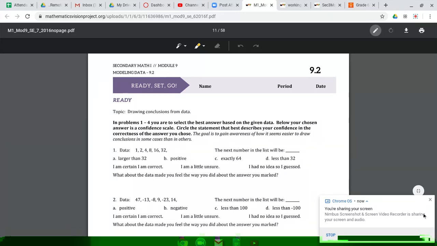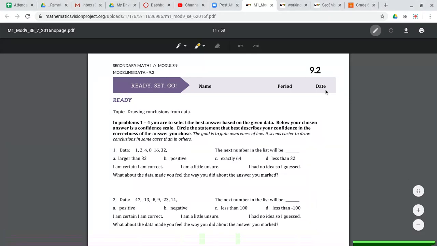Hey guys, welcome back. So today we're looking at 9.2. For the first part of 9.2, for problems 1 through 4, we are to select the best answer based on the given data. Below your chosen answer is a confidence scale. Circle the statement that best describes your confidence in the correctness of the answer you choose. The goal is to gain awareness of how it seems easier to draw conclusions in some cases than in others.